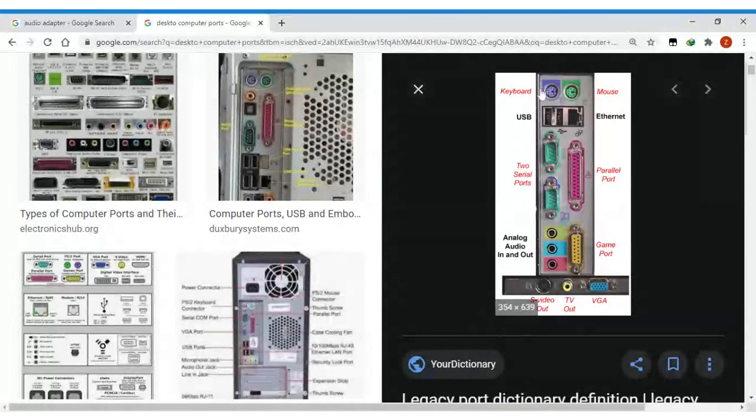Okay, so ukifunguanisha machine uangalie nyuma hizi ports zote zenye ziko hapa, hizo USB zote utapata ndani kwa motherboard, where these ports are behind them, there is actually a module. A module is basically a point of connectivity. It's an interface, all right? A module is just an extension.